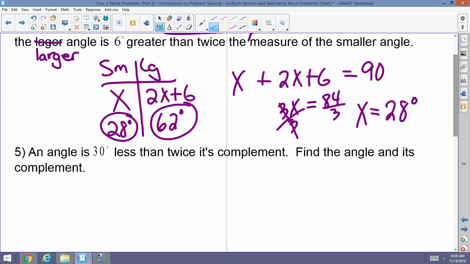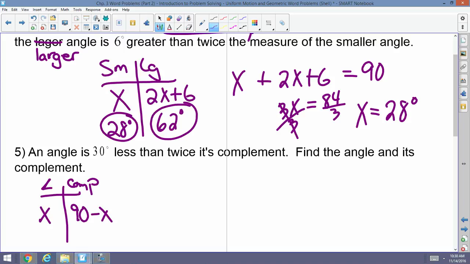Now, an angle is 30 less than twice its complement. Find the angle and its complement. So an angle is 30 less than twice its complement. So I've got an angle here, and I've got the complement. We already know that the angle is x, the complement is 90 minus x.